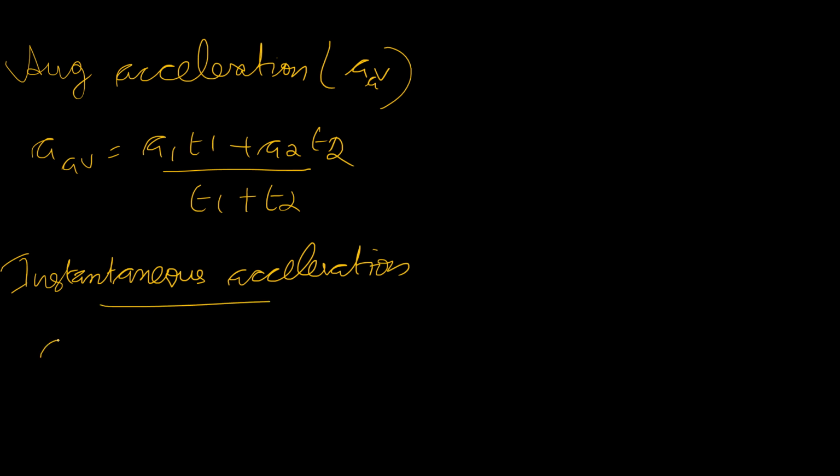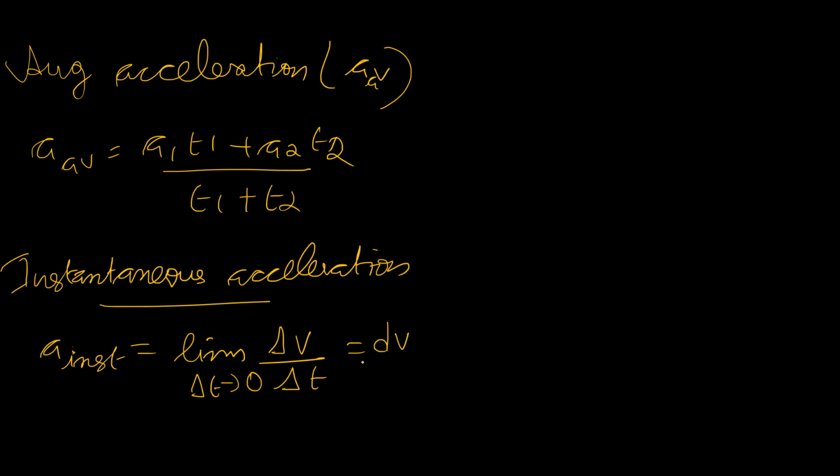Instantaneous acceleration we can write like this: a_inst, equal to the limit as delta t tends to 0 of delta v by delta t. This is equal to dv by dt.